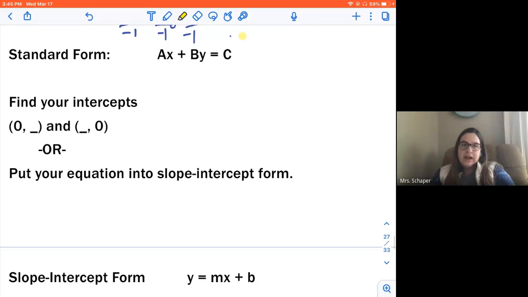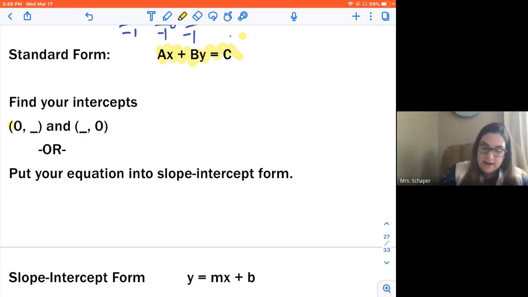Time to get out the graph paper. Today is going to be a review of graphing in all three forms. So just some review of each of these forms. Standard form is ax plus by equals c.